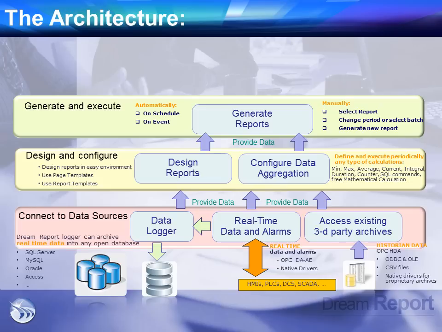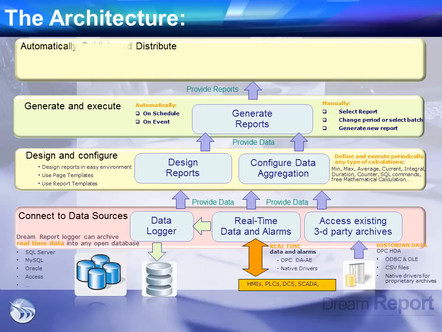When the project is ready, you load your reporting project in Dream Report Runtime Agent, and it executes all tasks and generates reports. Reports can be generated on schedule, which means that the user can define a generation schedule for every separate report, whether it's a daily, weekly, monthly, or yearly report. Reports can be generated on event. For example, if a report has to be generated automatically by the end of a batch, or when an important alarm occurs, this can be done. And of course, reports can be generated manually.